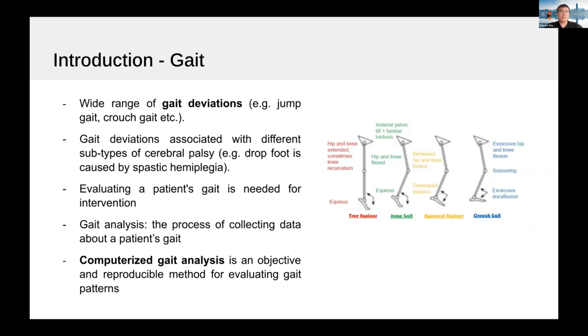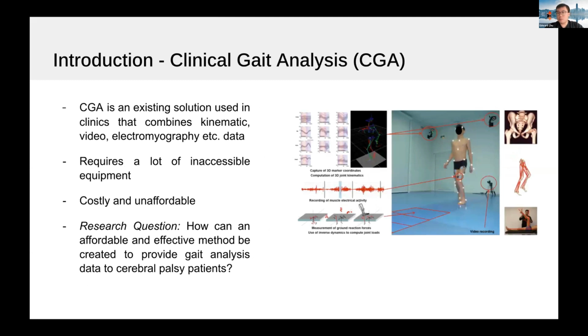Typically, computerized gait analysis is preferred over human observation because it's repeatable and more objective. One of the most commonly used solutions is called clinical gait analysis, or CGA. In short, this is a process that's held in clinics and combines a large amount of data as pictured on the screen. The limitations are that it's usually quite expensive, and a lot of the equipment is not available in the average day-to-day clinic, which means that this process is excluded from many different patients. So I wanted to investigate the research question: how can an affordable and effective method be created to provide gait analysis data to cerebral palsy patients?